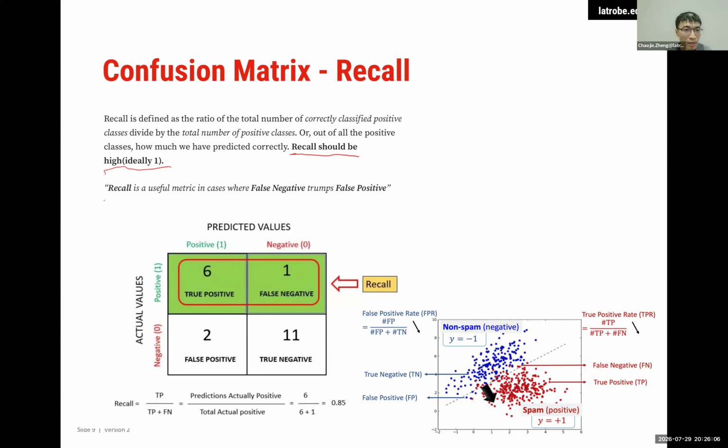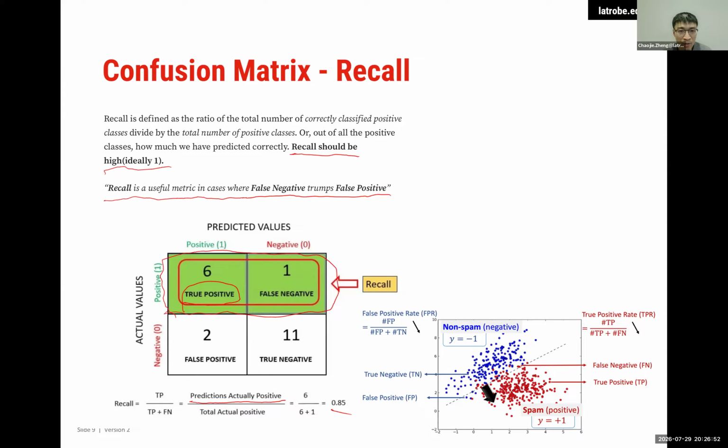So recall is a useful metric in cases where false negative trumps false positive. Let's look at the equation first. It is calculated as the predictions actually positive. That is the true positive count divided by the total actual positive. The total numbers in the first row will be all the actual positive data samples, and the resulting number will be the recall.